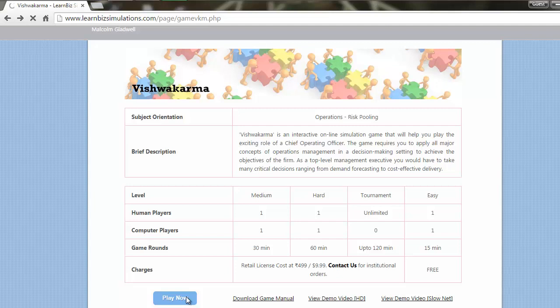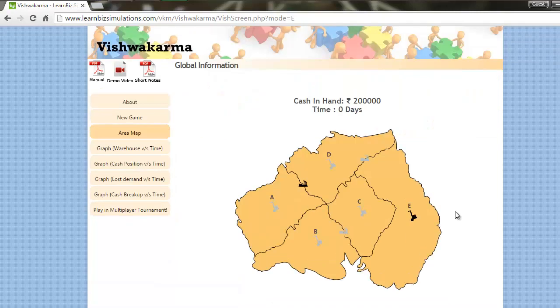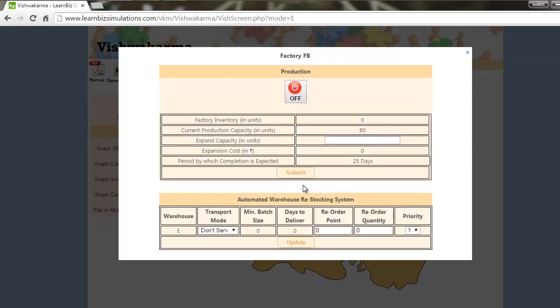We will play this game in the easy mode, which runs for 15 rounds or 15 Vishwakarma days. Having chosen the easy mode, we primarily decide on the following. We will not set up a warehouse as it will take 15 days to have a warehouse emerge, and it is not going to serve any purpose in this mode. We will neither set up a factory as it takes 40 days, nor expand the factory output which takes 25 days. Select the factory mode.